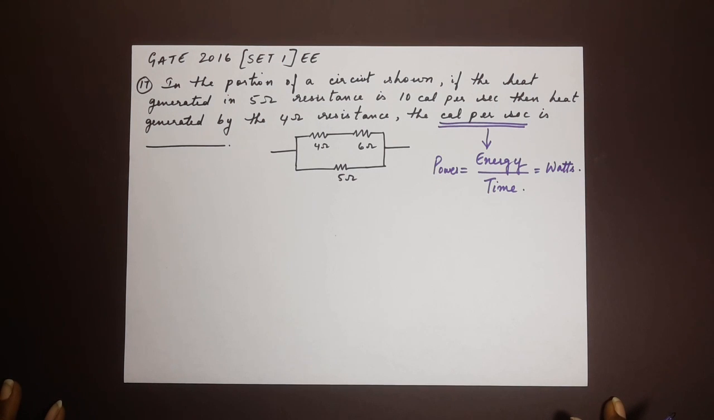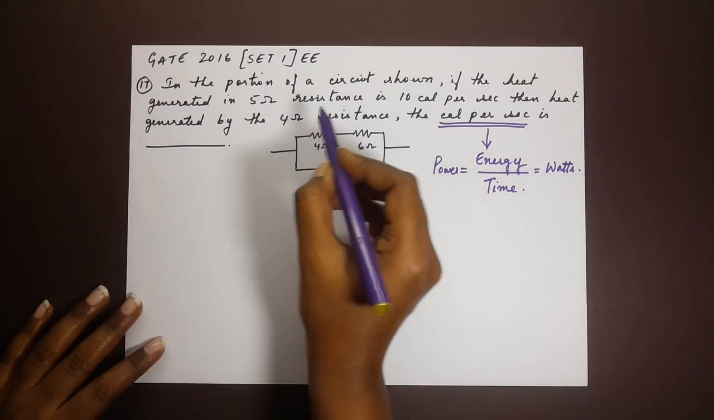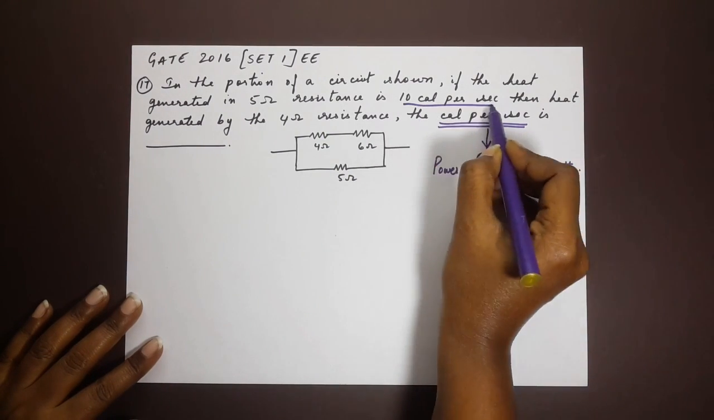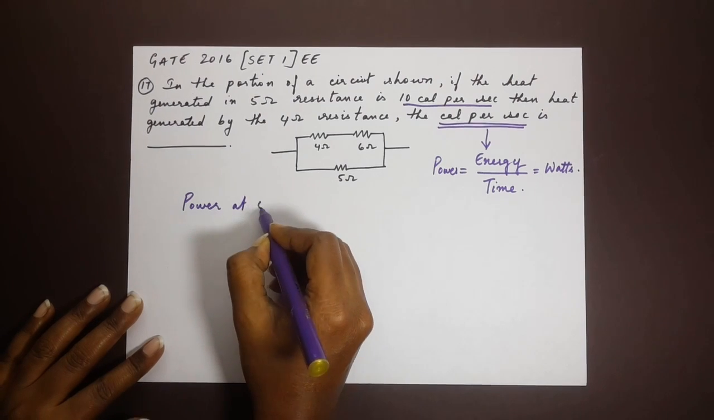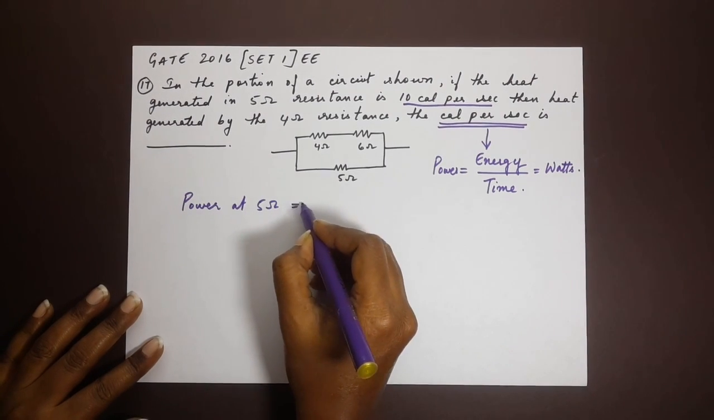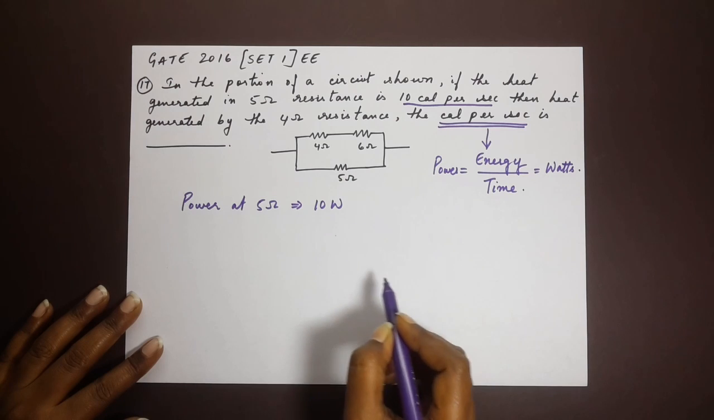Okay, so the question says that the power at 5 ohm is 10 watts. 10 calories per second is 10 watts. So let me just write that. Power at 5 ohm resistor is 10 watts.